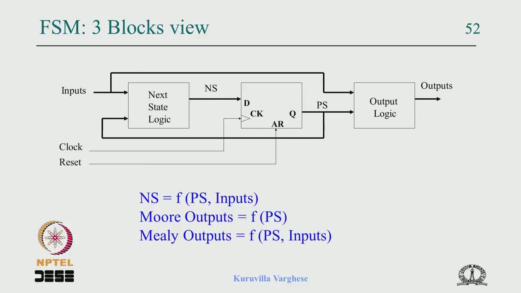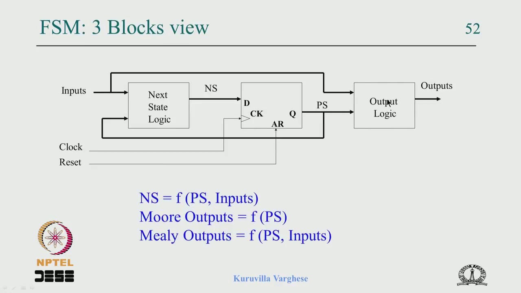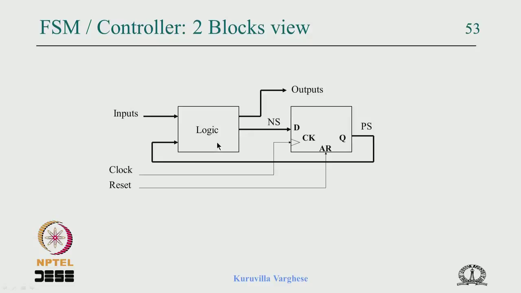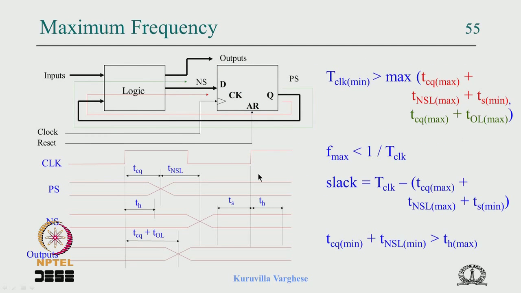We said that sometimes it is convenient to decode the output as a function of present state and input, and then it is called a Mealy output. If it is a decode of present state only, it is called a Moore output. We also said there is another convenient way of looking at it, combining these two blocks together, because both get the same input. That is shown here, where the logic generates the next state and the output. The last thing we looked at is the timing issue, which is similar to a counter, but with an additional path to the output.